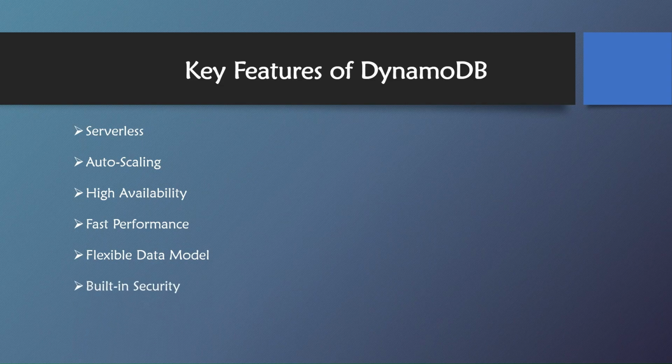The next thing we have is built-in security. DynamoDB has built-in security, that is data encryption. Data is encrypted at rest using AWS KMS, that is Key Management Service, and role-based access control is provided using AWS IAM policies. It also supports VPC endpoints for secure connection without using the public internet. So that's all about the key features of DynamoDB.